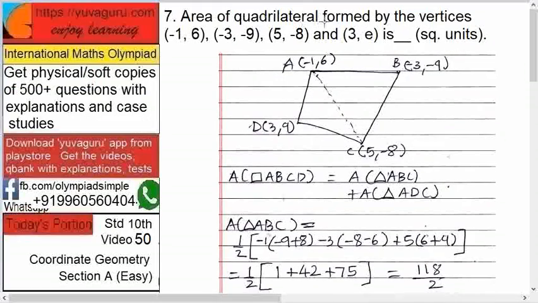Next, the area of the quadrilateral formed by the vertices (minus 1, 6), (minus 3, minus 9), (5, minus 8) and (3, 9) is dash square units. So plot these points. No quadrant or anything is required. So minus 1, 6, 3, minus 3, minus 9.